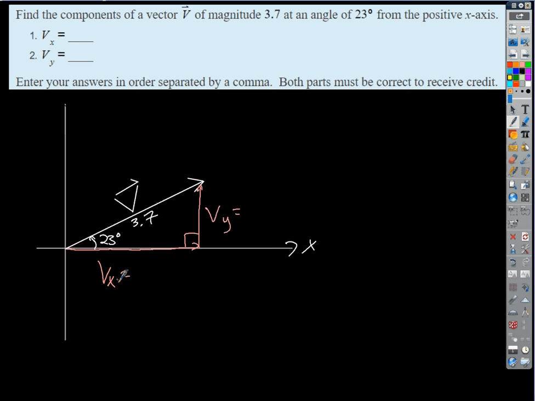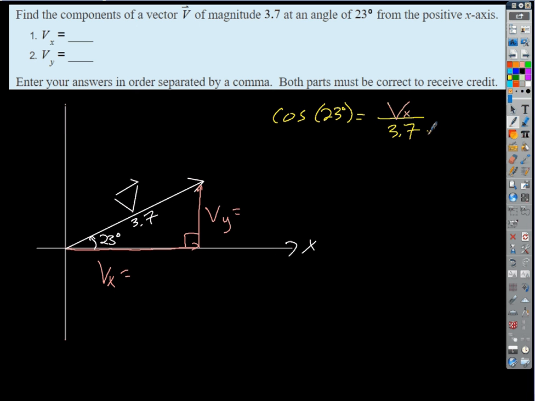Cosine, right? Because if this is my angle, that's my theta, then we want to invoke the relationship between the adjacent and the hypotenuse, right? So that's cos, right? So we've got cosine of theta, which is, in this case, 23 degrees, is equal to the ratio of v sub x divided by the hypotenuse, which is 3.7, right? Okay. What am I going to do to solve for v sub x? Okay, I'm going to multiply by 3.7.